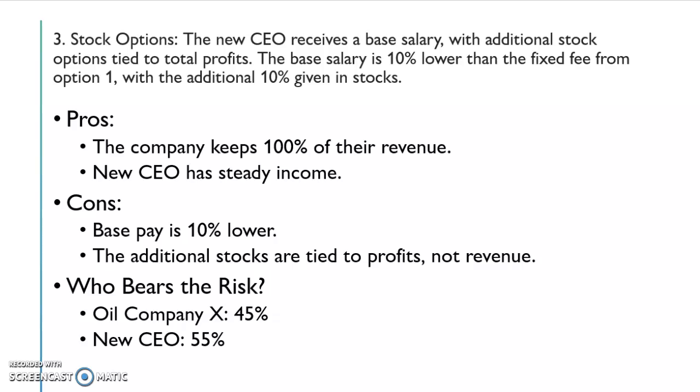So who bears the risk? The oil company would be at about 45%, as they're looking pretty good with their CEO being pretty satisfied with their salary, and they're only giving up 10% of their profits. This number could go up or down based on how well the company did, but they would also risk paying their CEO more if they had a very successful year.